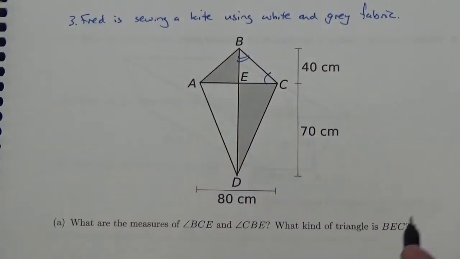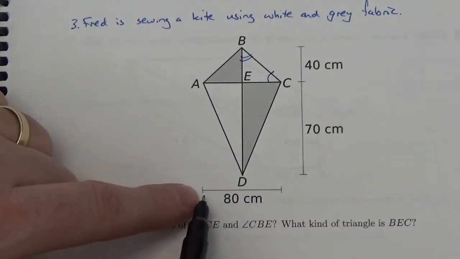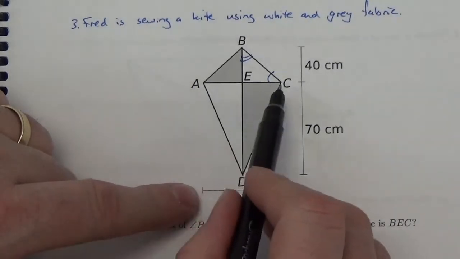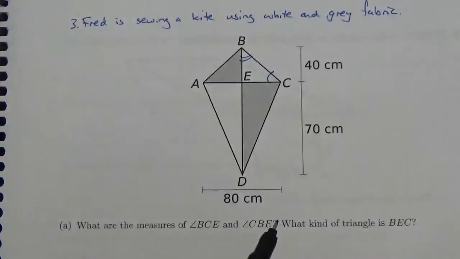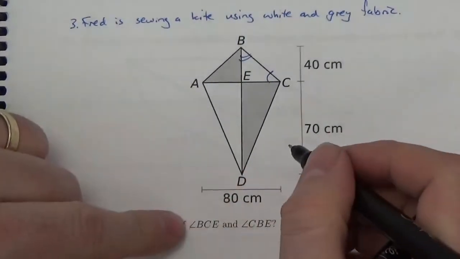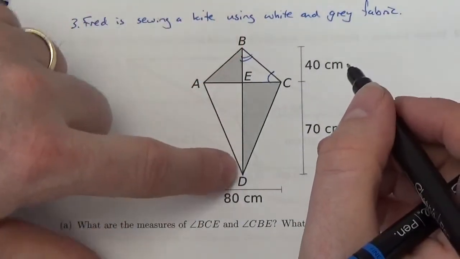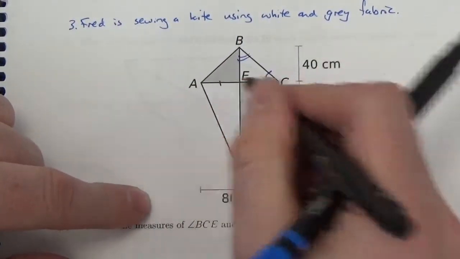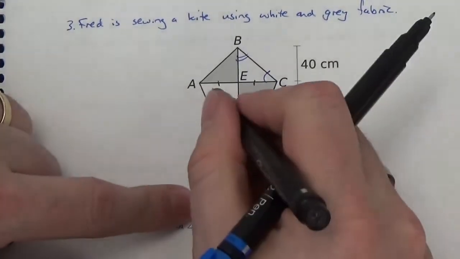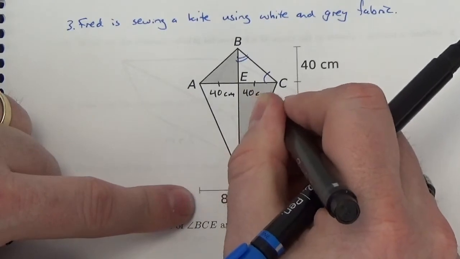Okay, so what kind of triangle is BEC? Well, let's figure that out here. So first of all, I know that the distance across the bottom here is 80, but because I know this is a kite, I know that this line that comes straight down the center cuts that line in half. So I know that these two sides are going to be the same here, and if the total is 80, these are both going to be 40 centimeters.